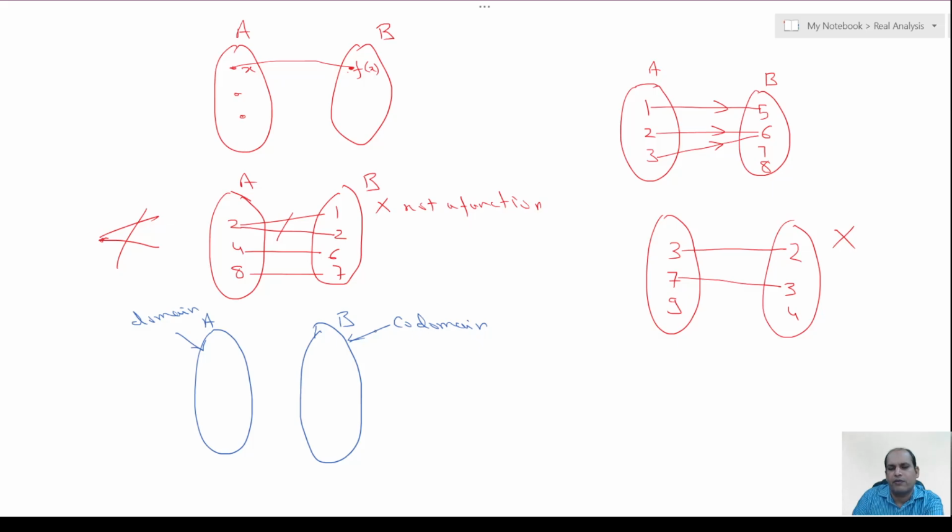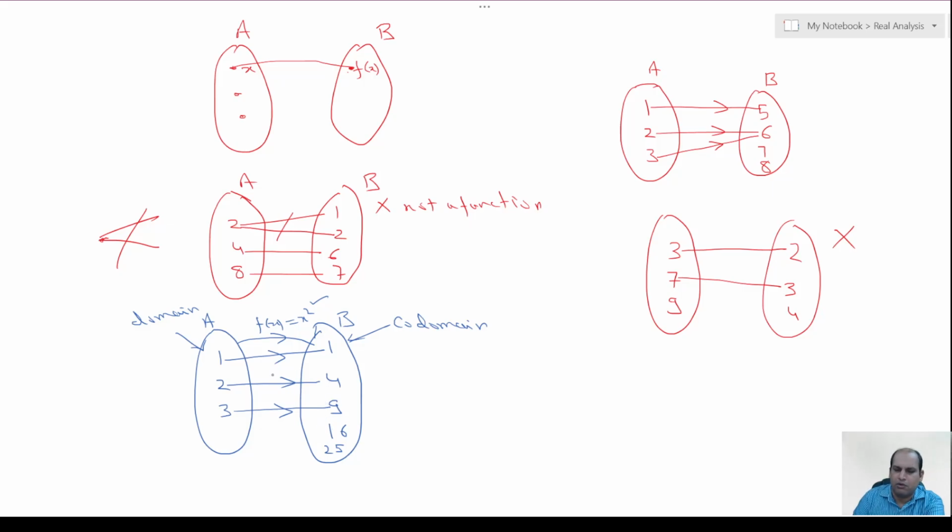Now let us try to understand the difference between codomain and range. Suppose in the domain I have elements 1, 2 and 3, and let me take f of x equal to x squared. Here we have 1, 4, 9, 16 and 25 in the codomain. Under x squared, 1 is mapped to 1, 2 is mapped to 4, 3 is mapped to 9. So clearly this is a function. Why? Because every element of set A is mapped and the image is unique.